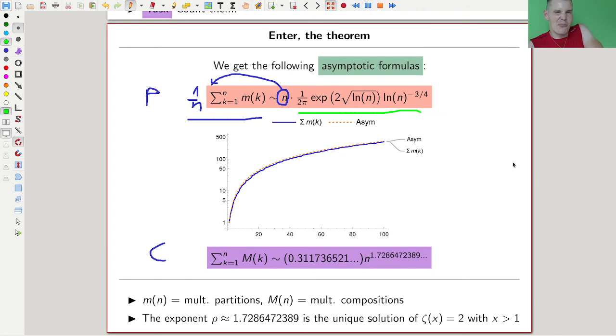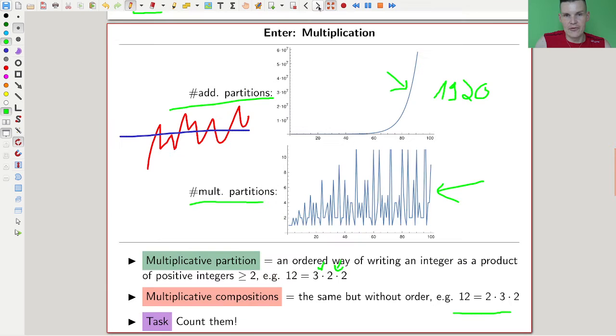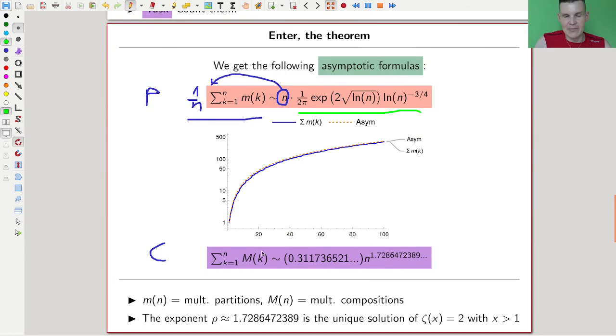The average number of compositions is much more difficult than the number of compositions. The additive ones was really simple. Remember, proof without words. I leave it to you to figure out how the proof without words works. But anyway, the multiplicative one is difficult.